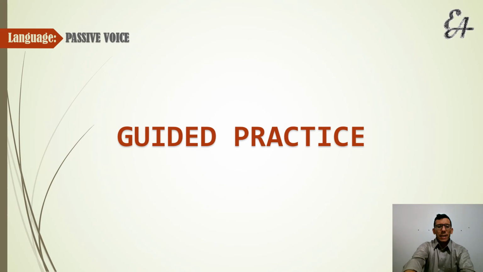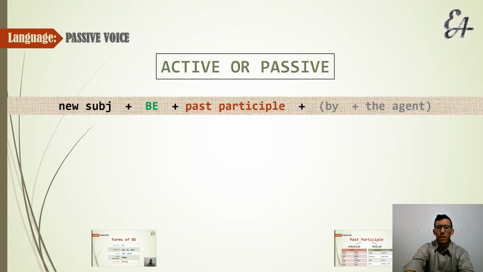Now what we're going to do next is some drills, some exercises, so we're going to practice. We are just going to tell whether the sentence or the statement is active or passive. So here you have the rule: the new subject plus verb to be plus past participle plus by plus the agent. I'm going to keep the rule, then you compare sentences.